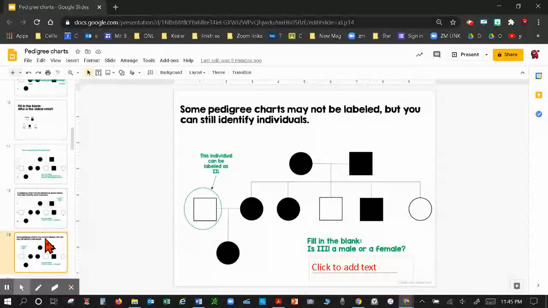So, some pedigree charts may not be labeled, and this is quite frequent, but you can still identify individuals. So, this person over here, notice where their position is. They're in generation number 2. They're the first person on the left, so they have Roman numeral 2 1. So, fill in the blank. Is Roman numeral 3 1 a male or a female?